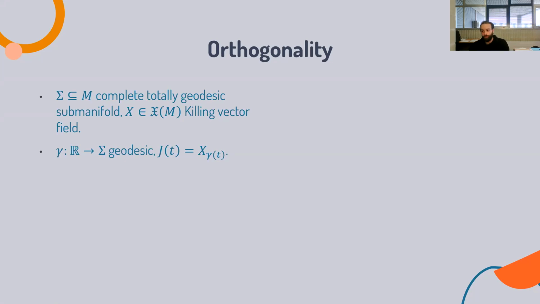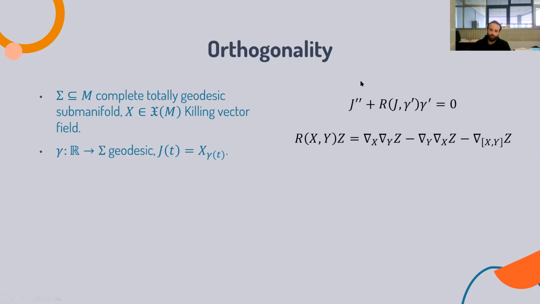And now we restrict our Killing vector field to the geodesic. Since X is a Killing field, this restriction must be a Jacobi vector field, which means that it must satisfy this second order ODE, which involves the curvature tensor of the ambient manifold. And since we're working with curvature, I'm simply putting here my sign convention for the tensor, for completeness' sake.